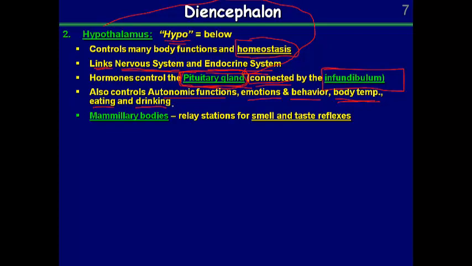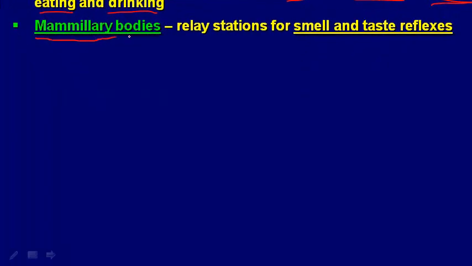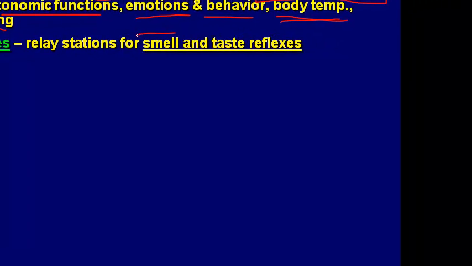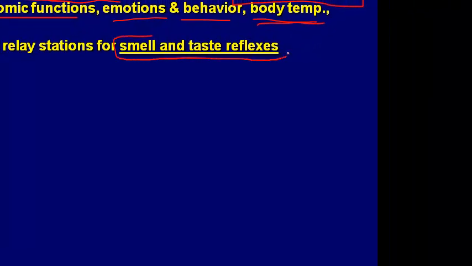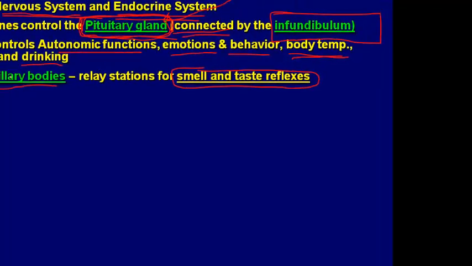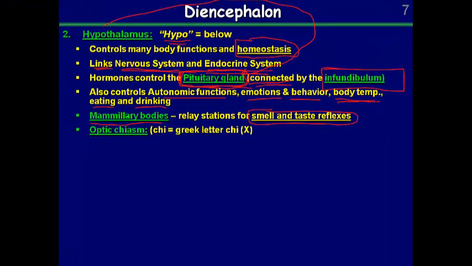Some other regions that are part of the hypothalamus. One is the mammillary bodies. Mammillary bodies are another mass of tissue. This is what relays smell and taste reflexes. So when you smell something, when you taste something, it gets relayed from the mammillary bodies to other parts of the brain. One other structure to note is the optic chiasm.